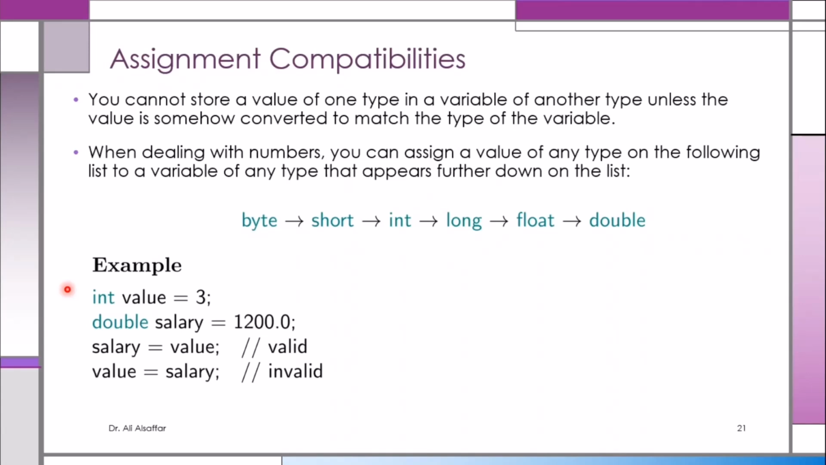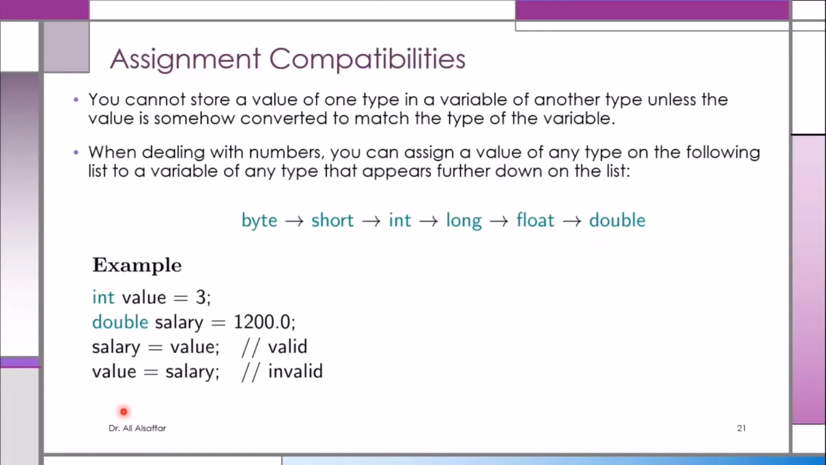Here are some examples. Here you have an integer variable called value and it has the value 3. And you have a double variable called salary. It has 1,200. Now here you are moving value into salary. So value is integer and salary is double. So you are moving integer into double. Is it allowed? Let us see where is integer. Integer is here. And let us see where is double. Double is here. So you are moving integer into double, so it is valid and it is allowed.